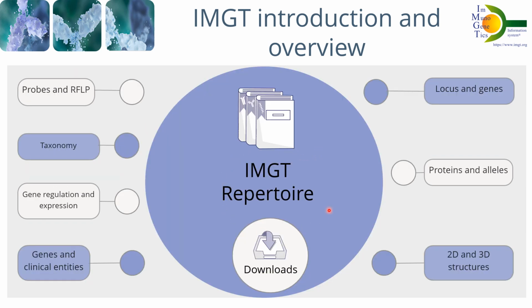The IMGT Repertoire icon. The information hidden behind this icon is quite rich, and information is provided for the immunoglobulins and T cell receptors. It will be explored in much more detail in the following webinar, which is dedicated to biocuration. Several categories are provided, such as locus and genes, proteins and alleles, 2D and 3D structures.